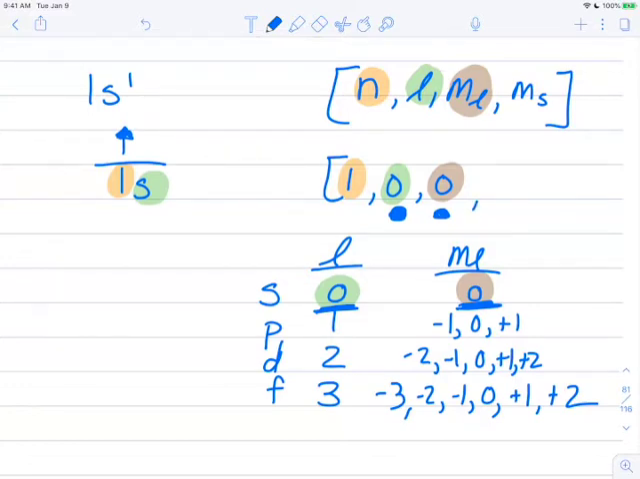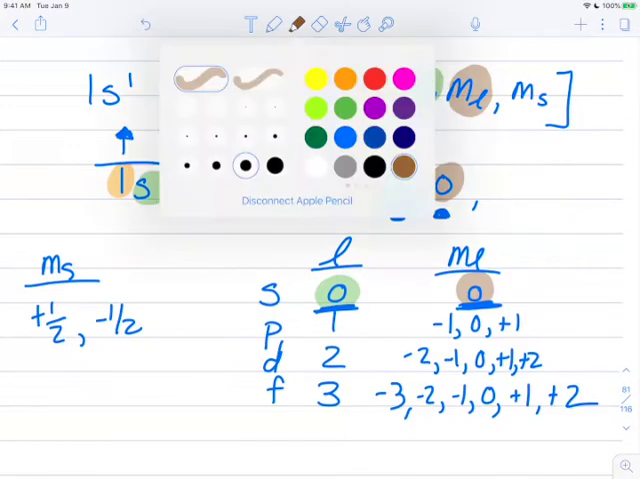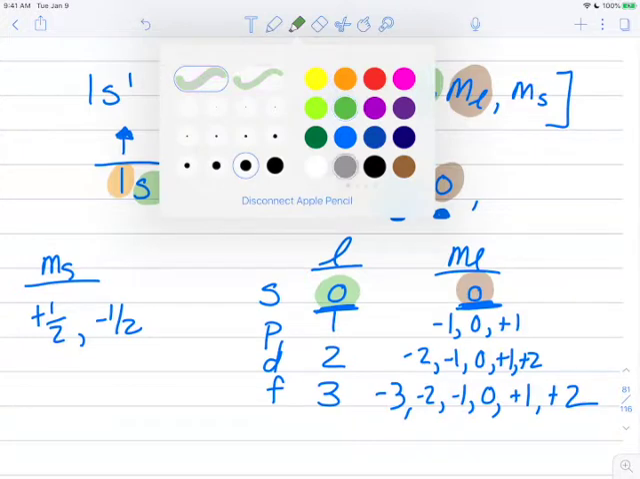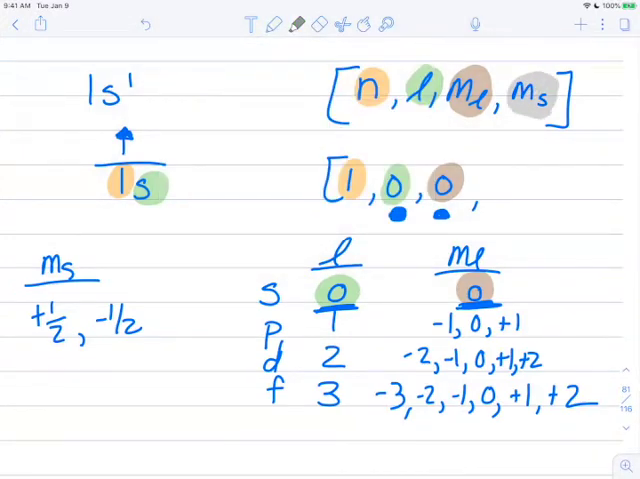All right, so next up is the spin. Our spin value, M sub S, is going to be either +1/2 or -1/2. I'll use silver. So I'm going to use my MS. It's going to be the arrow up, so I'm going to say the MS is +1/2, like so.